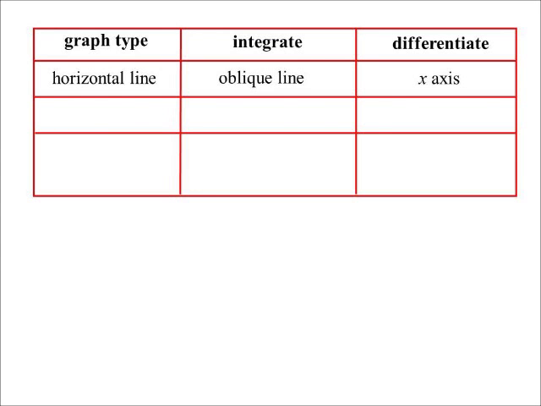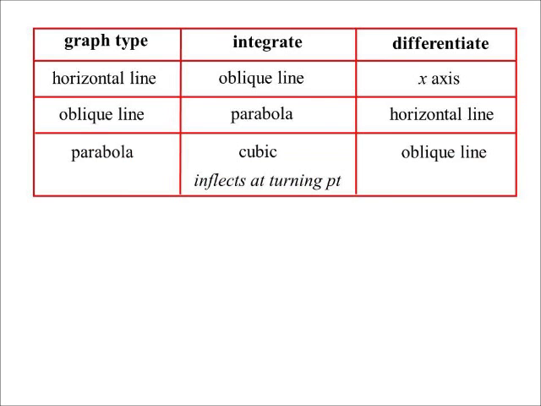So if it was an oblique line, then we must have come from a parabola. So if we go up, it'll be a parabola, but if we differentiate it, it'll become a horizontal line. And if it's a parabola, then it must have come from a cubic. And we know it'll inflect at the turning point from what we talked about in the last slide there. And if we differentiate it, we'll have an oblique line. So remember these things.